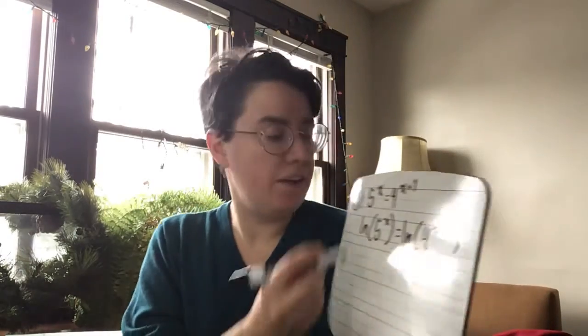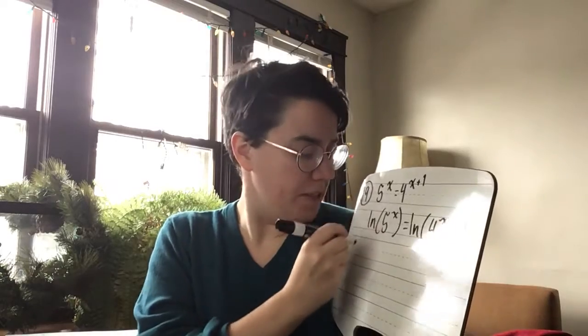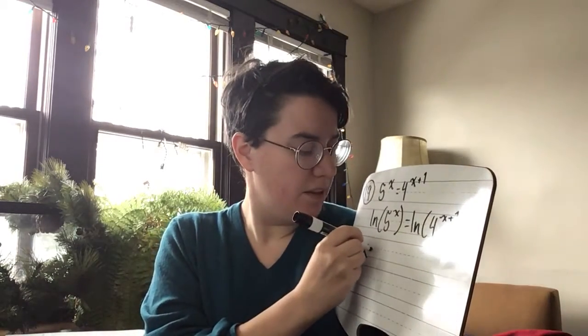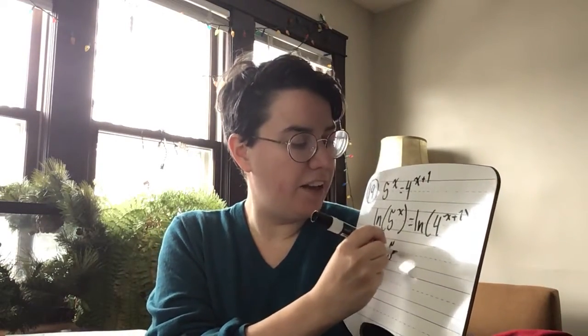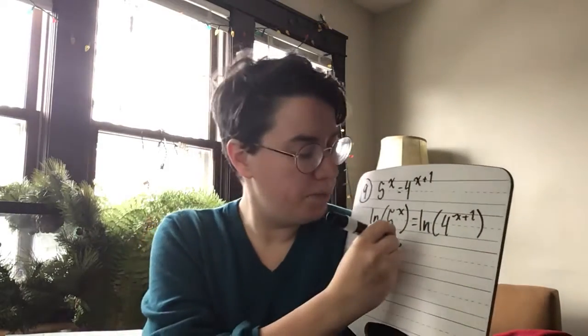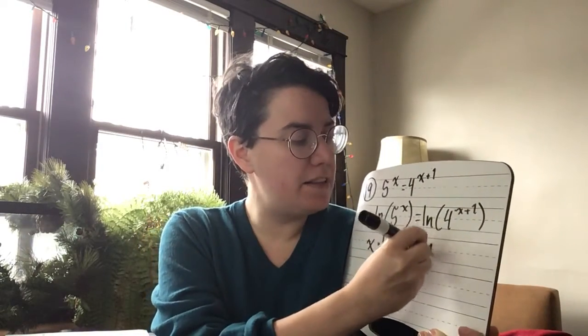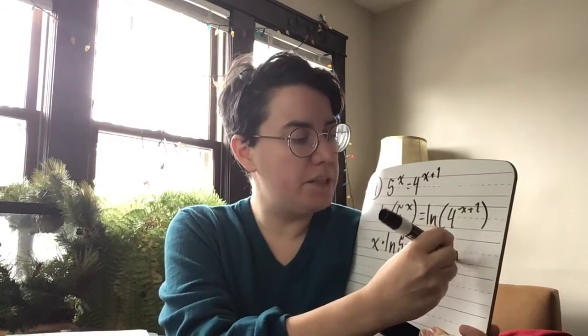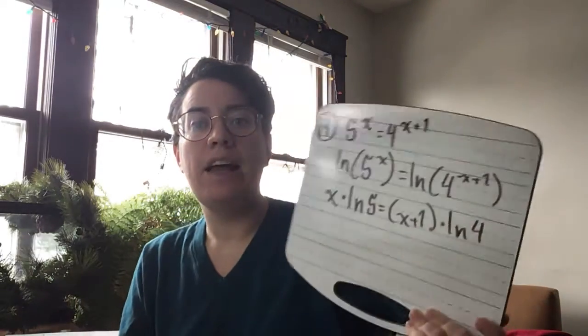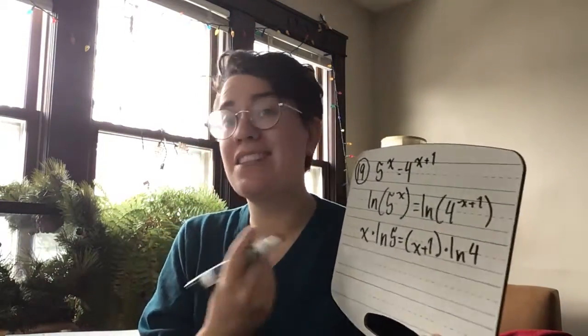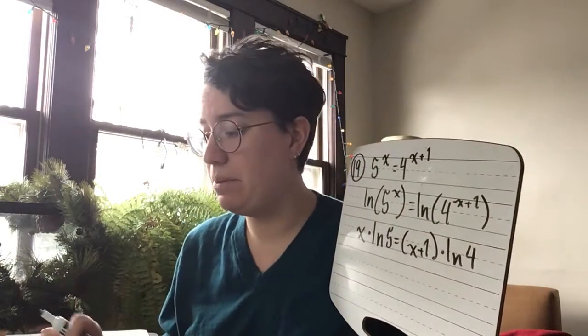And here's where it's tricky. So just like before, you're going to bring the exponent down. So this becomes x times ln of 5. And this whole exponent comes down. So this is parentheses x plus 1 times ln of 4. And so what you want to remember here is that ln of 4 is just a constant. You can even just type it into your calculator.